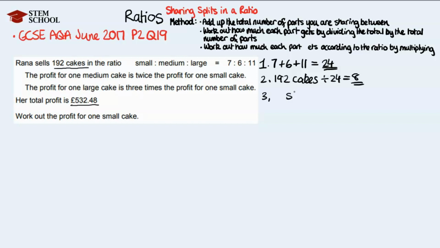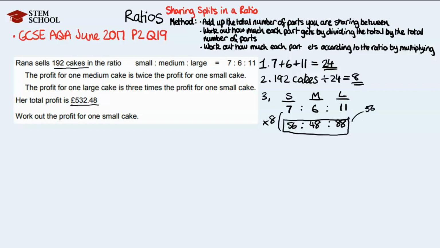Now the third step is to write the ratio out, and then we're going to multiply the ratio by 8 to figure out how many of each cake there is. So we've got 7, 6, then we've got 11 here. So we're going to multiply it by 8. So 7 times 8 is 56, 6 times 8 is 48, and then 11 times 8 is 88. So this ratio tells us how many of each size of cake there is. And if you're confused whether you've done this right, what you can do is check it by adding these numbers up, 56 plus 48 plus 88. And what you should find is that you'll still get 192.